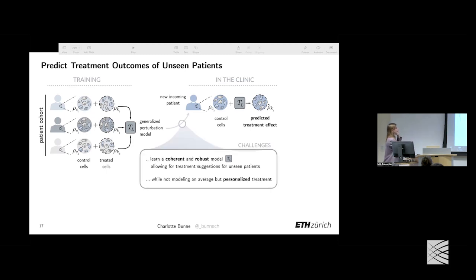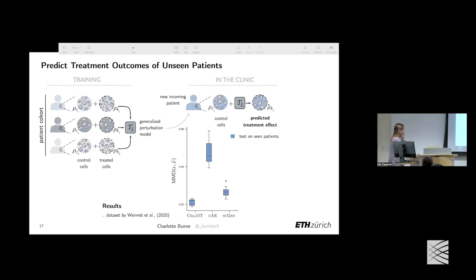The problem here is that this is a very tricky task, because on the one hand, we want to learn a coherent and robust model, allowing for treatment suggestions, but we want to be also very sure that this makes sense. But we don't want to just learn the population average. We want to stay personalized and make personalized treatment decisions.